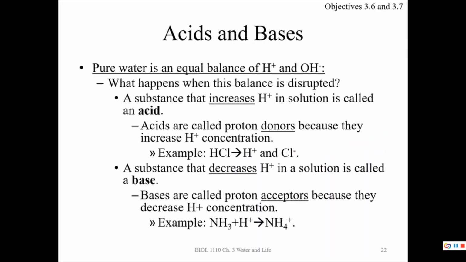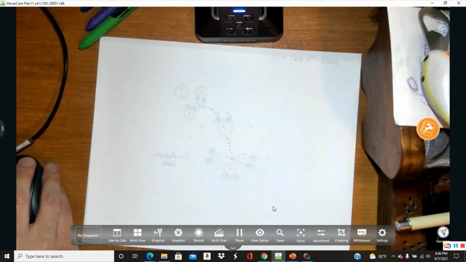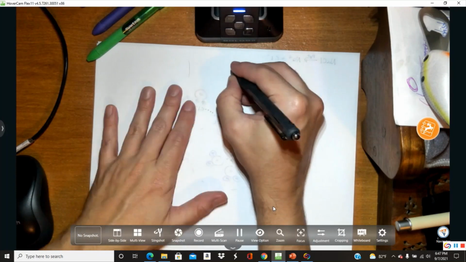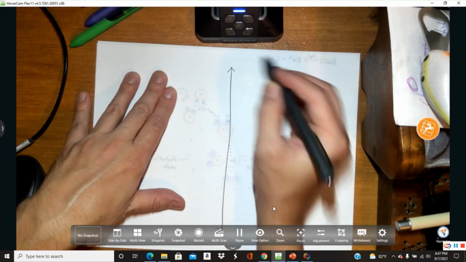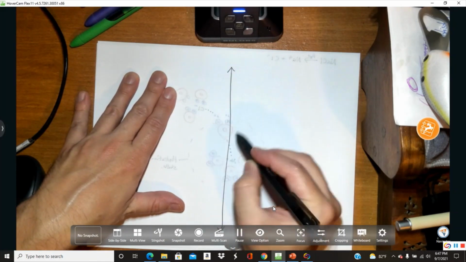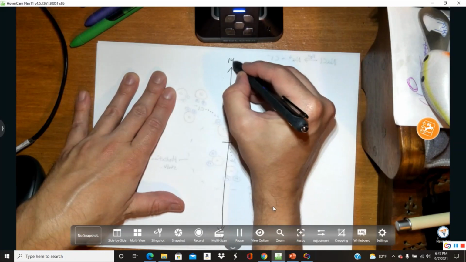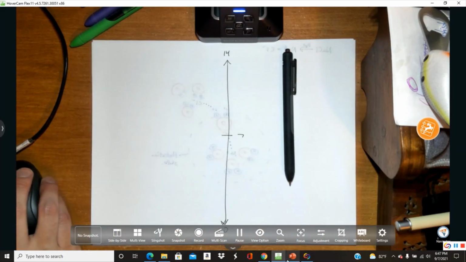Now, what I want to talk about as well is what happens when we disrupt it. For example, if I have an acid or a base. And we'll talk about that in just a second. And I'm actually going to draw something here. We're going to talk about disrupting this in just a minute, and what happens when we disrupt it. Okay? So let's discuss that.